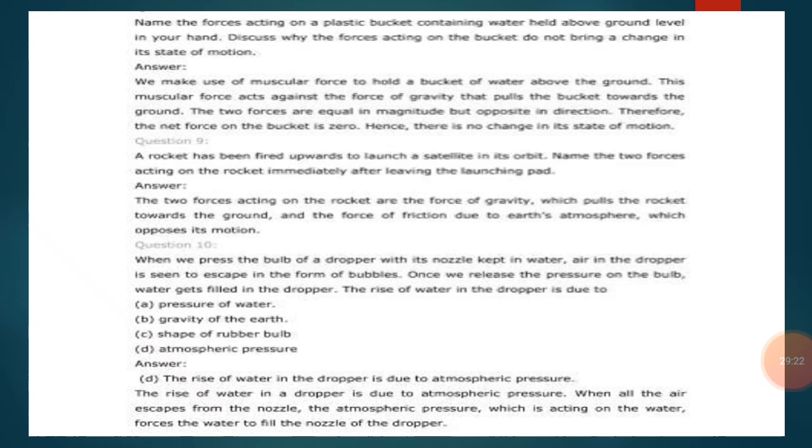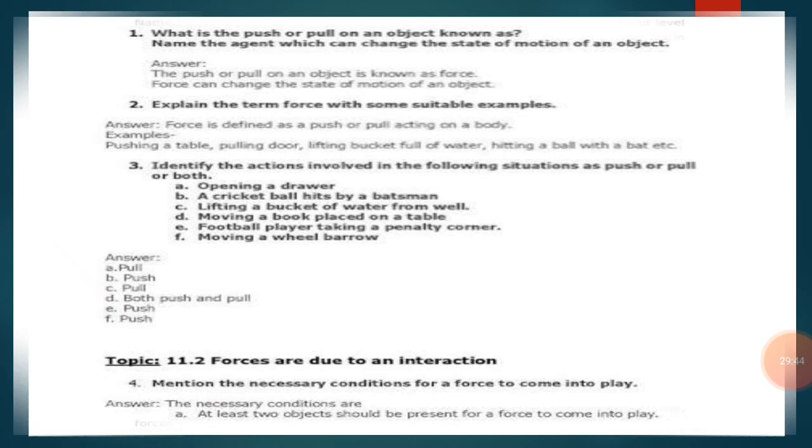When all the air escapes from the nozzle, then the atmospheric pressure acting on the water forces the water to fill the nozzle of the dropper. So this is the answer to this question.